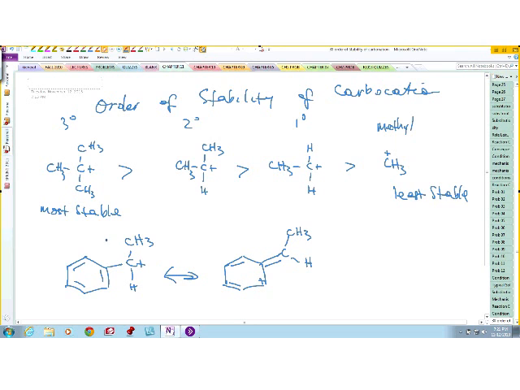So the point we made there, anytime you have resonance stabilization of a carbocation, it is possible, therefore, that that kind of molecule could undergo an SN1 reaction. Okay? Because we are forming carbocation in SN1 reaction.